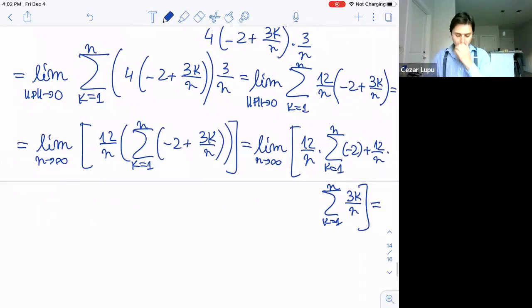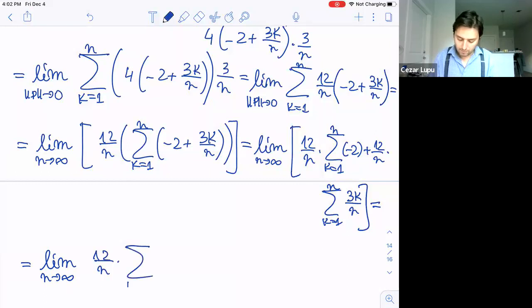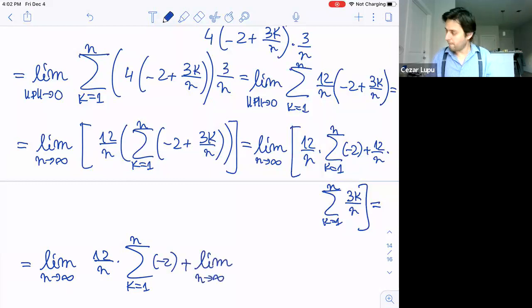Okay. All right. And this would be equal to the limit as n approaches infinity of what? So let's break this into 2. This will be 12 over n times the sum from k equals 1 to n of -2, plus the limit as n approaches infinity of 12 over n times the sum from k equals 1 to n of 3k over n.